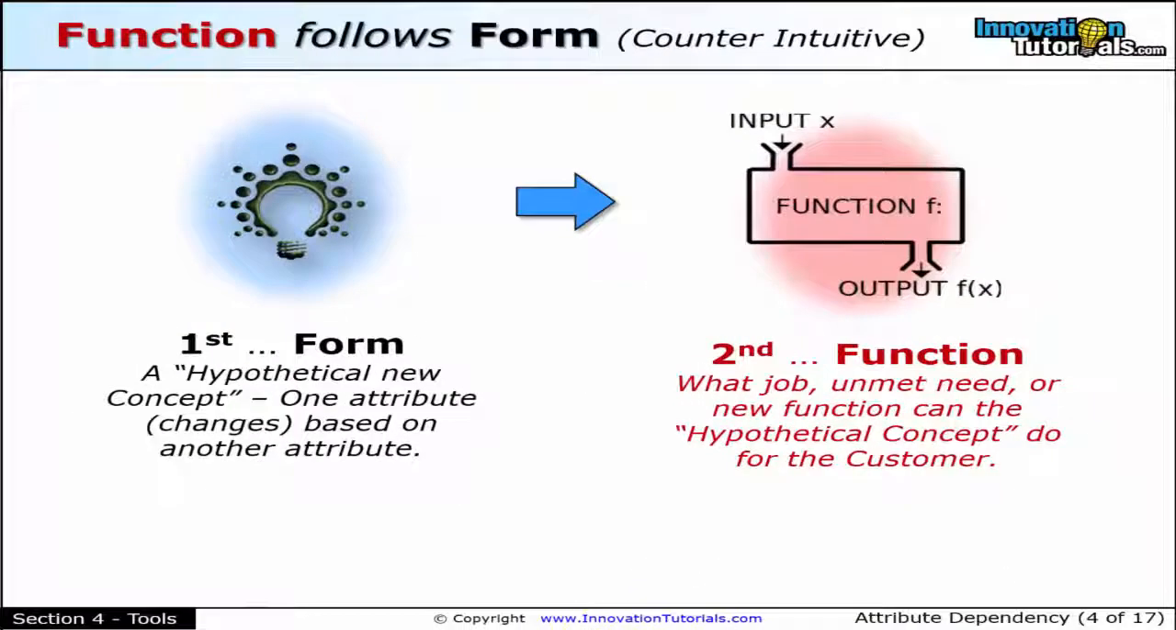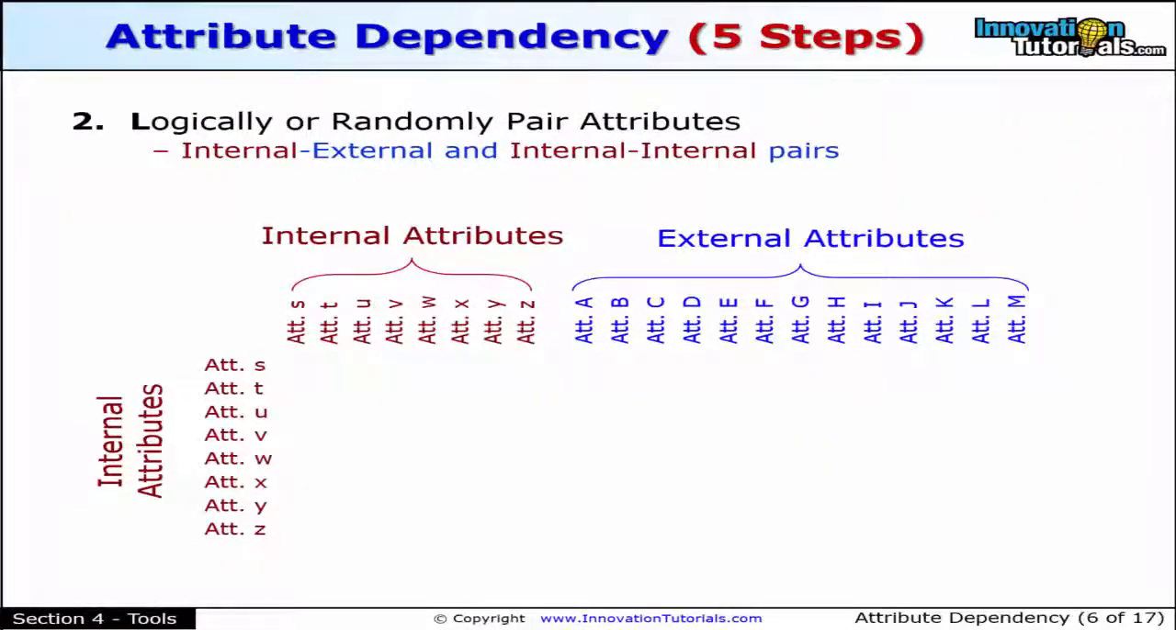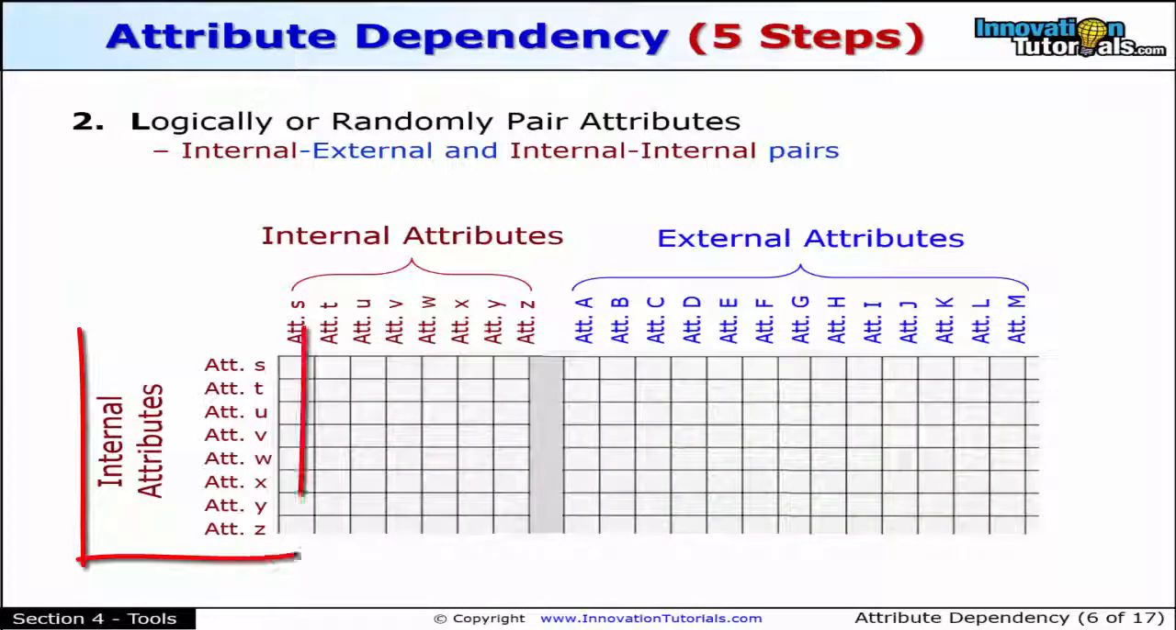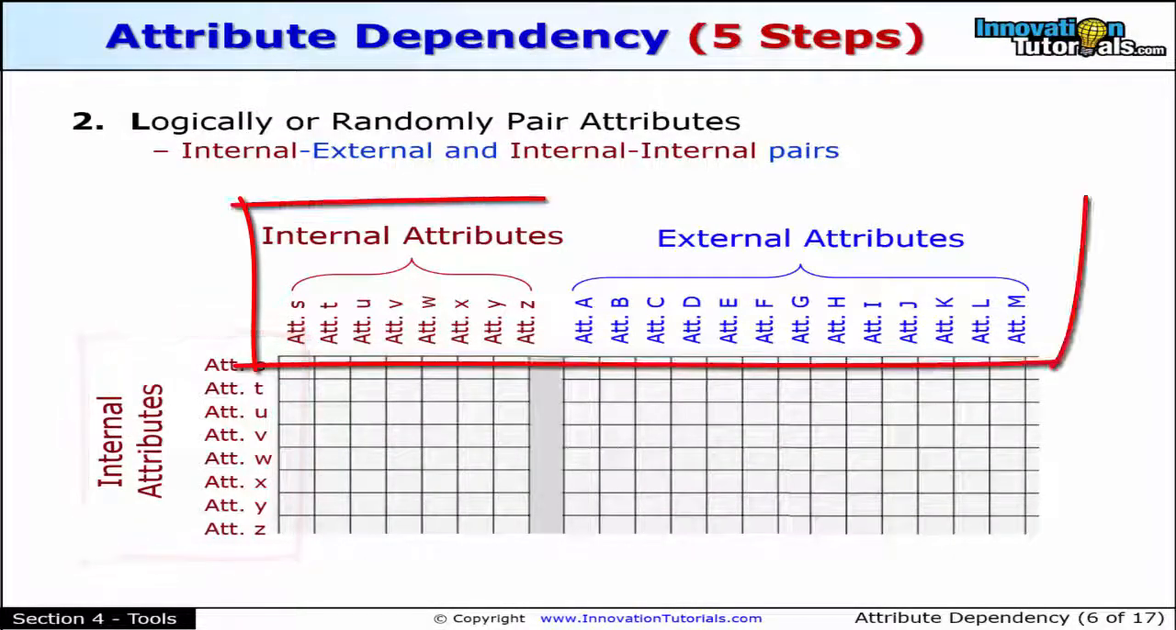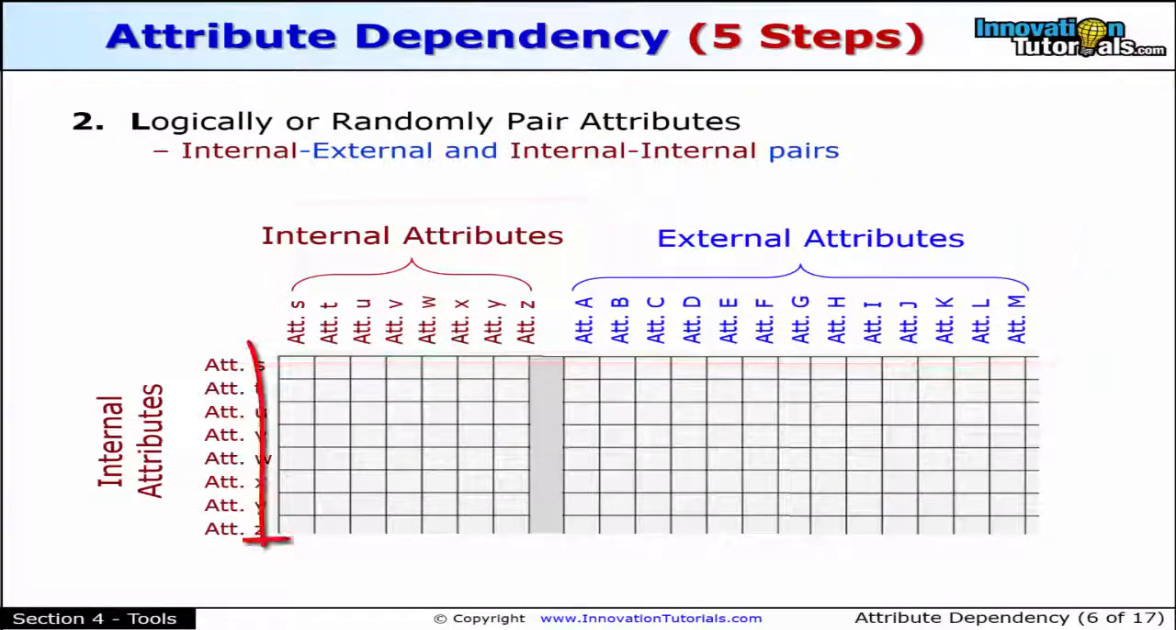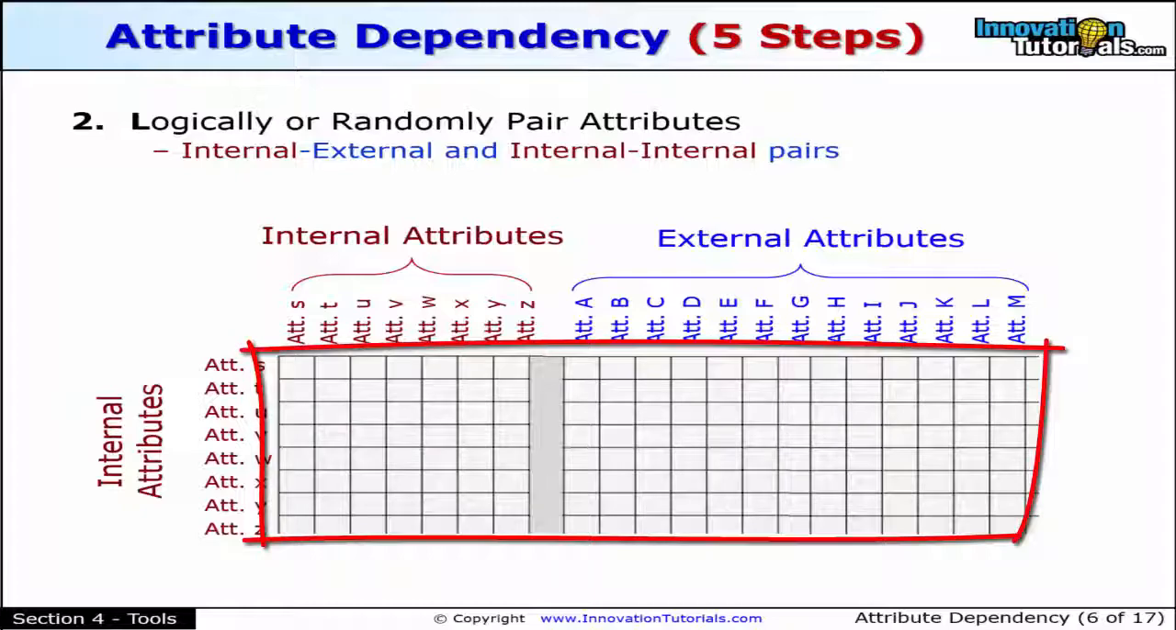So the second part of this algorithm is to determine what job, unmet need, or new function this new hypothetical concept can do for the customer. So it's kind of counterintuitive. We're first creating a solution, and then secondly, we're saying, what can this solution do? And across the left side of the matrix would be all the internal attributes. And across the top of the matrix would be first internal and then external attributes. Now, each intersection represents a possible hypothetical concept.